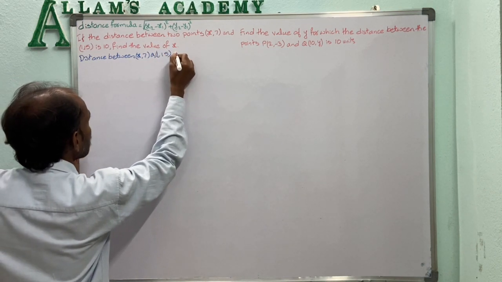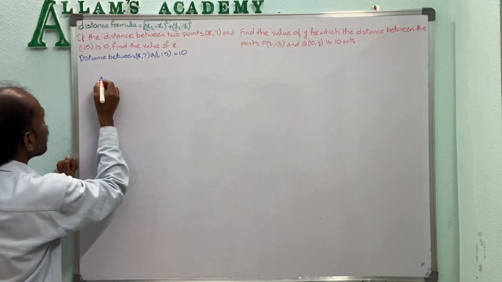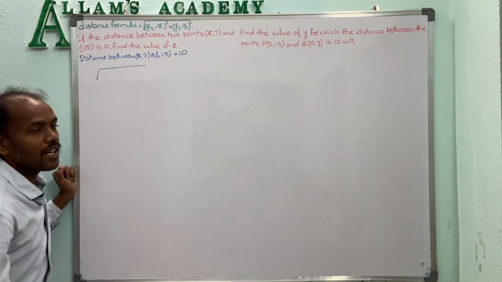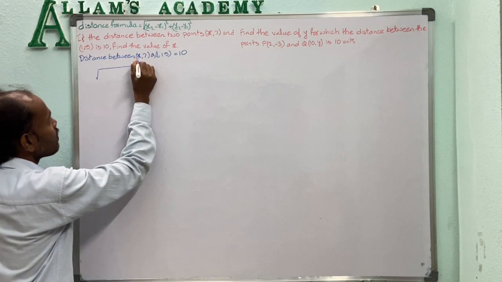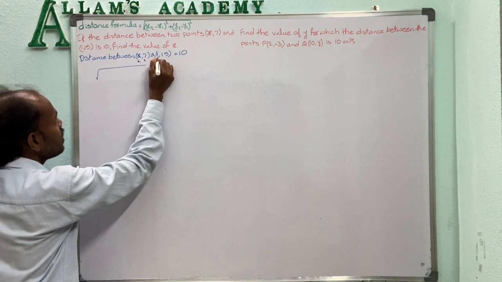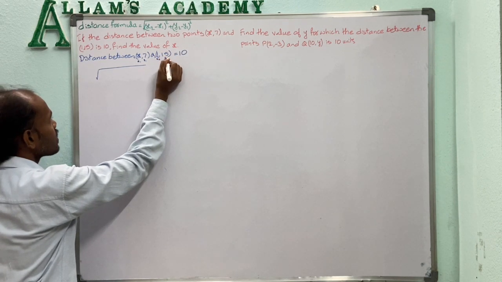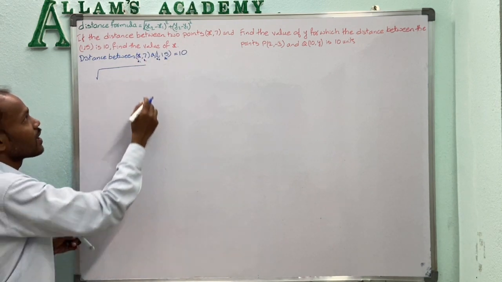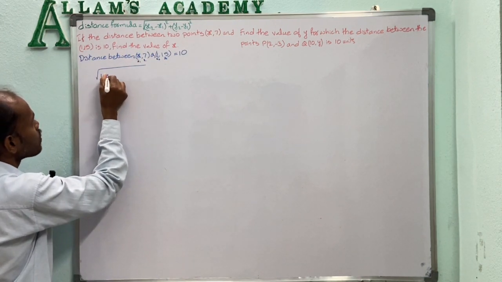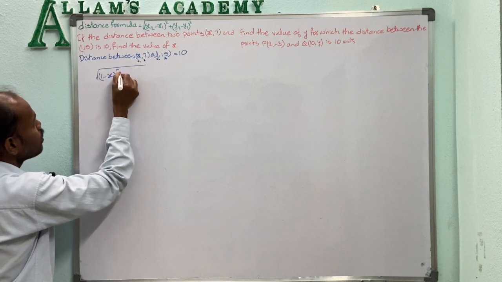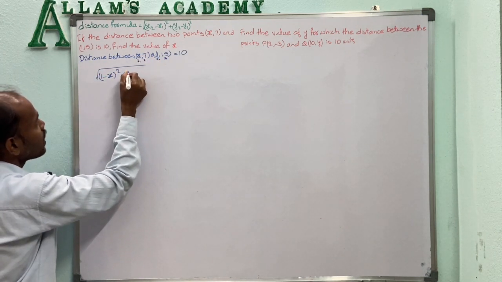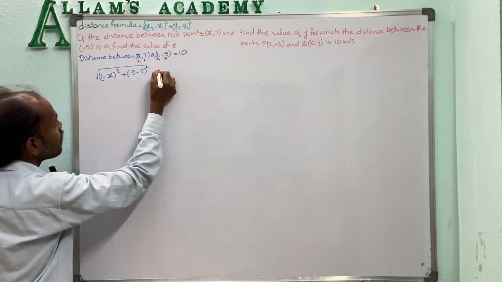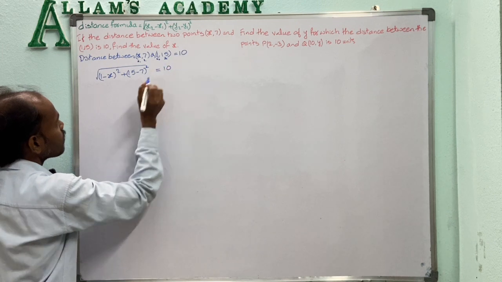The distance between (x, 7) and (1, 15) is 10. Now that is the square root of (x2 minus x1) whole squared plus (y2 minus y1) whole squared. (x, 7) will be taken as the x1, y1 point, and (1, 15) will be taken as the x2, y2 point. Now x2 minus x1 is nothing but 1 minus x, whole squared, plus y2 minus y1, 15 minus 7, whole squared, is equal to 10.